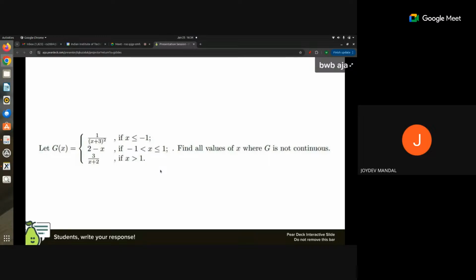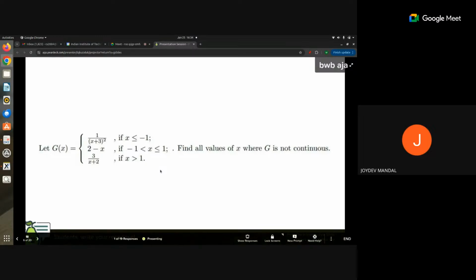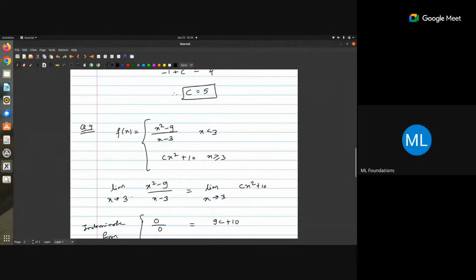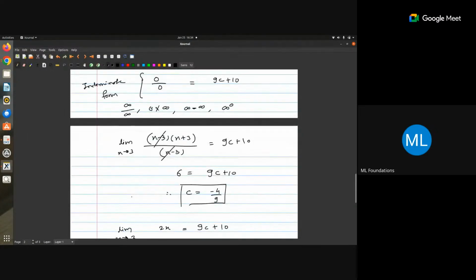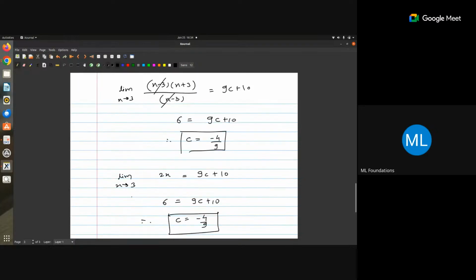Sir, can you show a little bit of the solution of the previous question? Yeah, so this is the second method probably. So how did 2x come, sir?